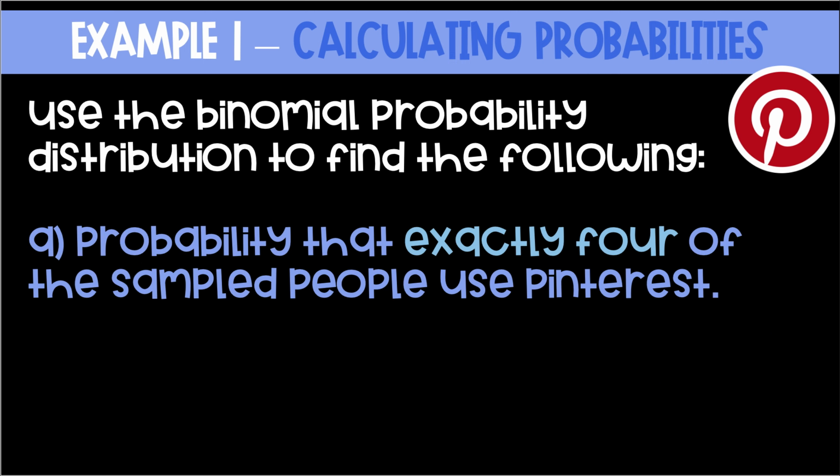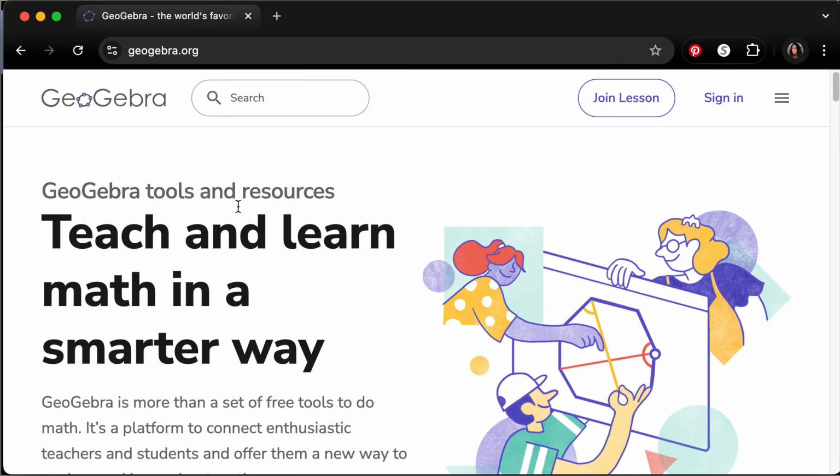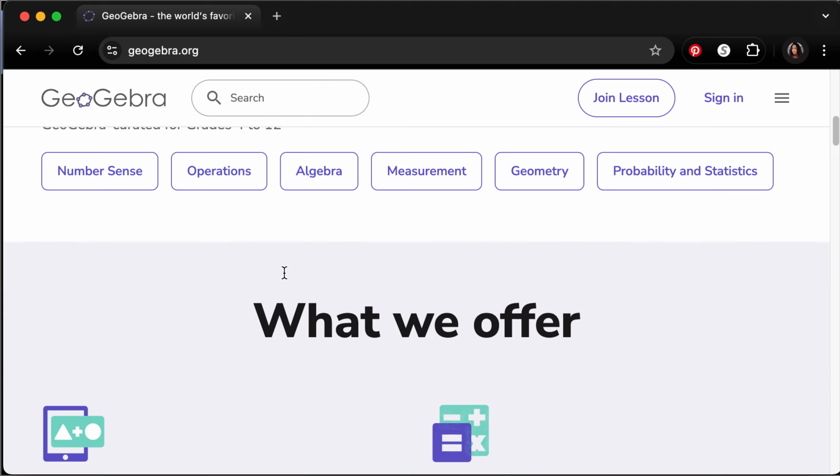Our first question that we had already computed before using the binomial distribution probability formula was: find the probability that exactly 4 of the sampled people use Pinterest. In notation form, we're looking for the probability of x is equal to 4. We're going to be using the probability density function, but let me show you how to find these probabilities using GeoGebra. If you Google GeoGebra, your first option should take you to this GeoGebra calculator.